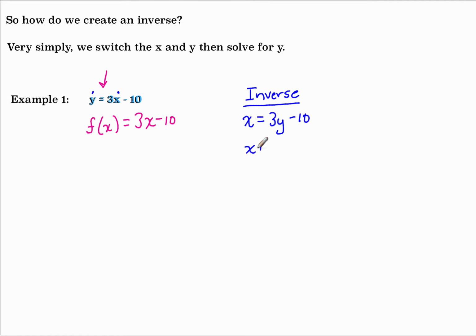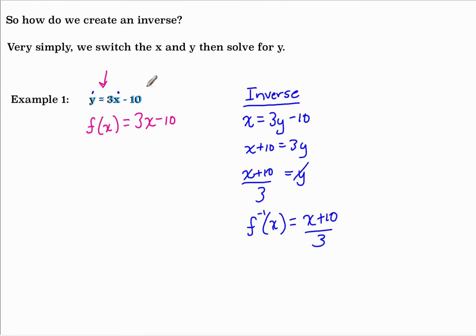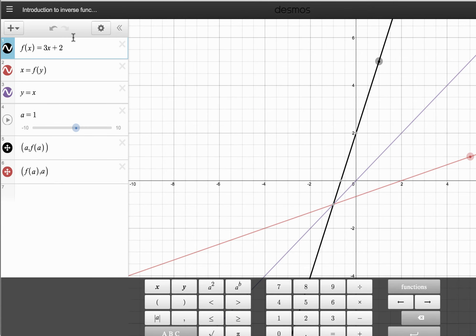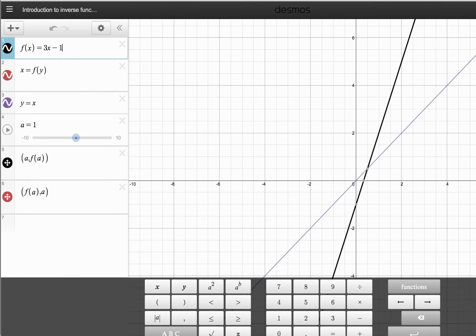So that would be x plus 10 equals 3y. Y equals x plus 10 over 3. And then if I were to write it in function notation, we simply take the y and replace it with that new notation, inverse. So we know these are related because this was f of x, and then this was the inverse of f of x. So let's go back to our little graph at Desmos, and let's type in 3x minus 10.